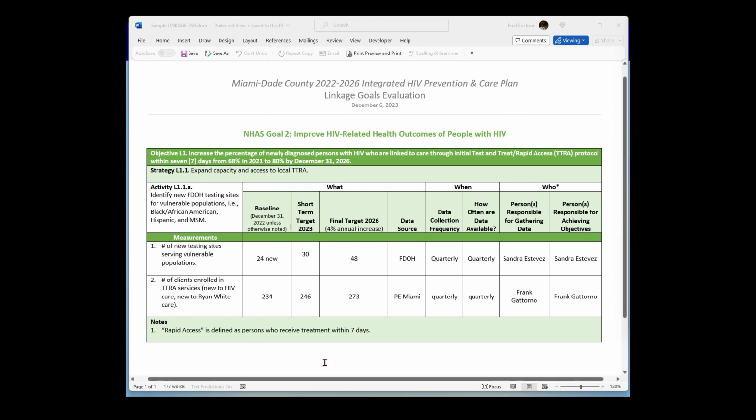So what we're looking at here, to me, are two different activities. The activity says identify new testing sites. This is the performance metric for the activity here. From what I can see in this activity, it doesn't have anything to do with the number of clients. What am I missing? Well, you're missing the fact that.